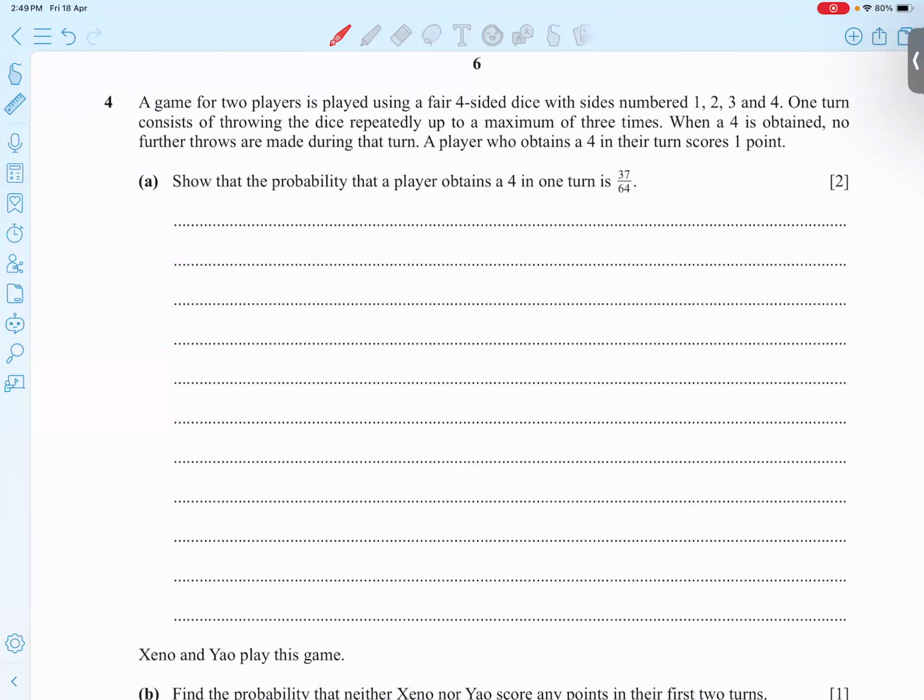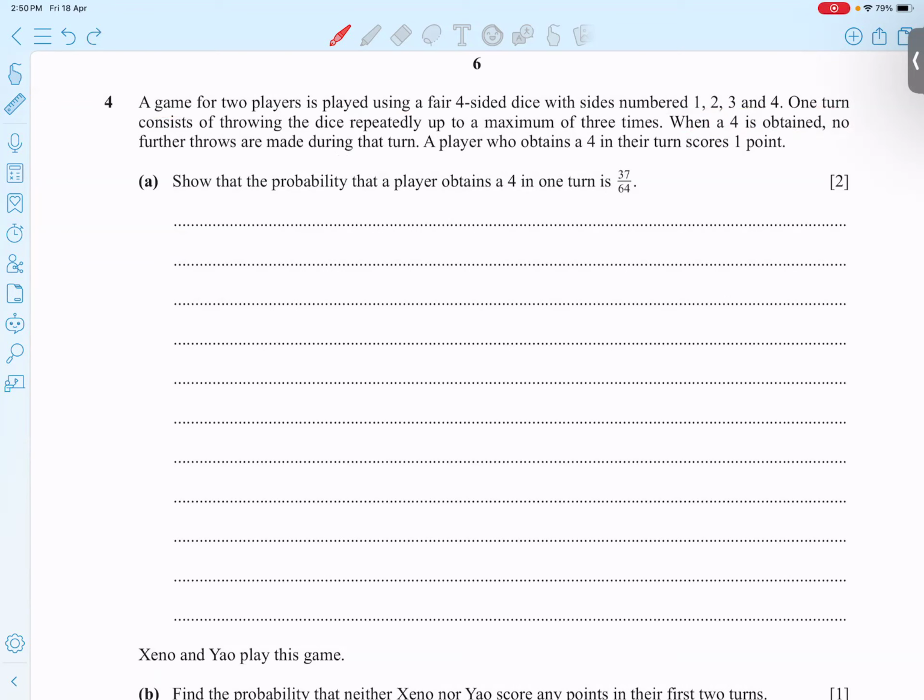Question number 4, we have a game for two players played using a 4-sided dice with numbers 1, 2, 3, 4. One turn consists of throwing the dice repeatedly to get a maximum of 3 times. So I'll give an example. This is like a 4-sided dice. He can roll once. If he obtains a 4, no further throw is made.